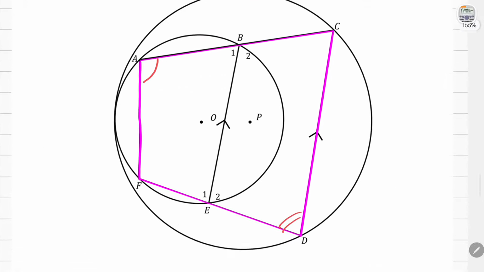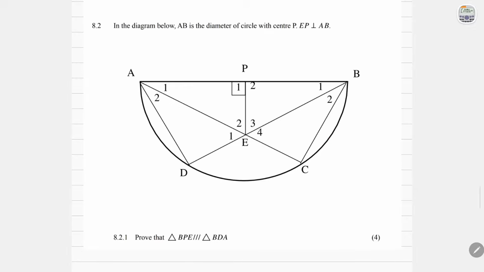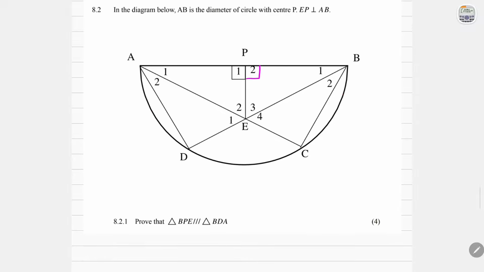Moving on to the next question. Question 8.2 says, in the diagram below, AB is the diameter of a circle with P as the center. And then EP is perpendicular to AB. So this is 90 degrees and this is 90 degrees. And then they tell us to prove that triangle BPE is similar to BDA. Let's highlight those triangles. BPE is this triangle over here. And then BDA is BDA.